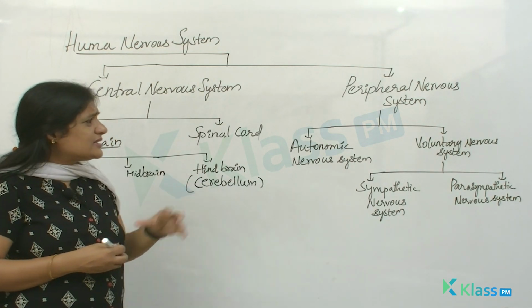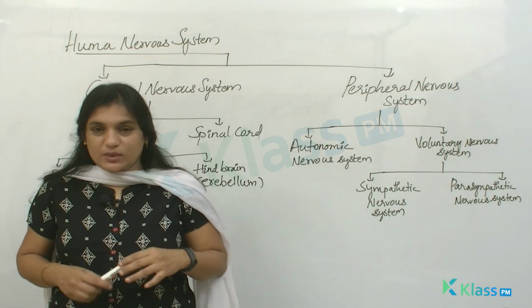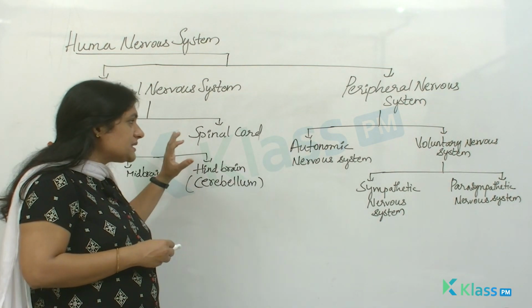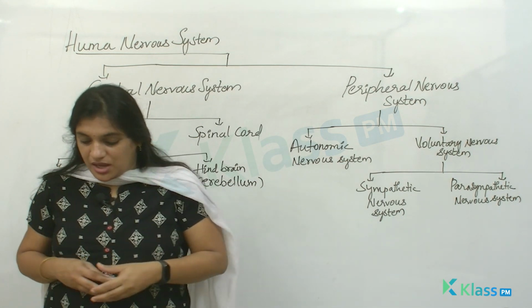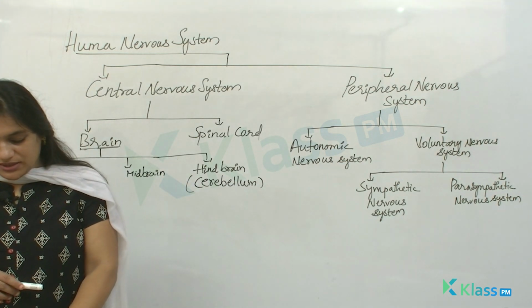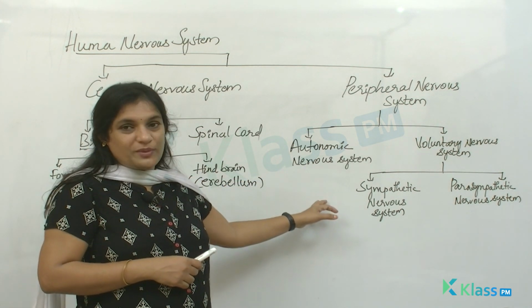So now let us next learn about the peripheral nervous system. The part on the CNS is done. Next is the PNS. PNS is nothing but the peripheral nervous system, and it has two components: the voluntary nervous system and the autonomic nervous system.